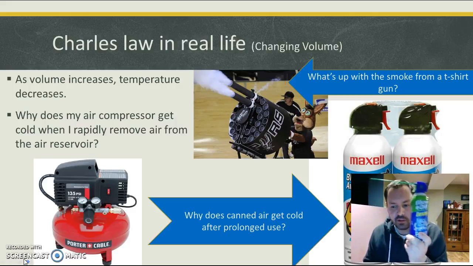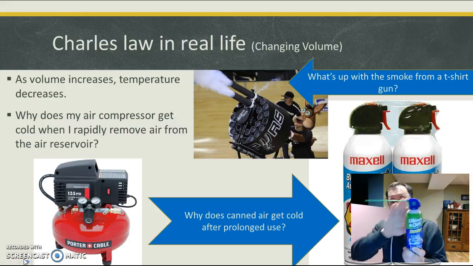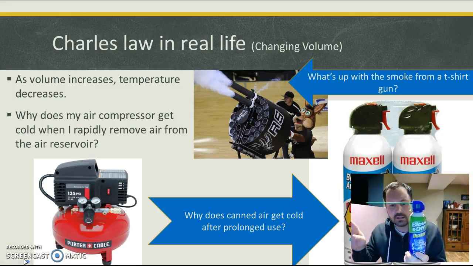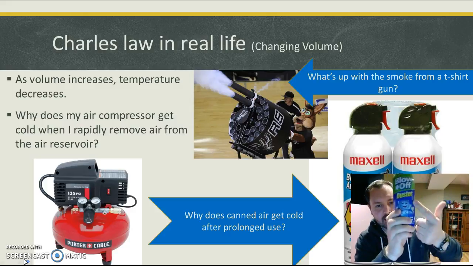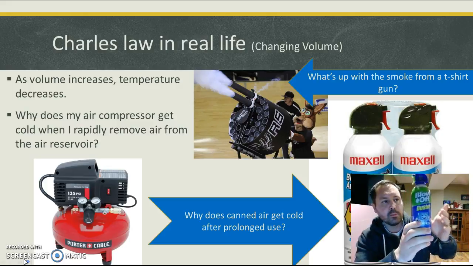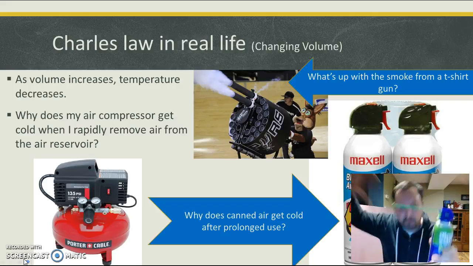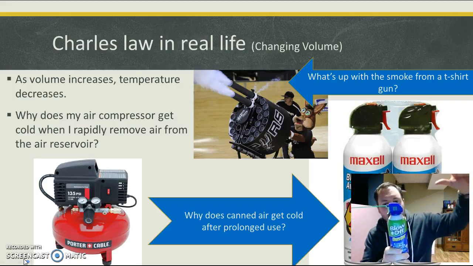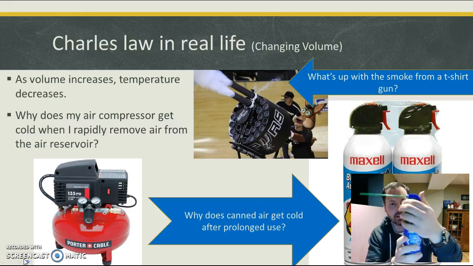Now this stuff can be very, very dangerous, because if it blows out extremely quickly and you release all the pressure all at once, it gets really cold. In fact, you can develop some frost on the outside of this canister. And people have hurt themselves by doing this. But you're decreasing the volume very quickly, therefore you're decreasing the temperature. And you can actually feel this can. It gets colder whenever you do that.